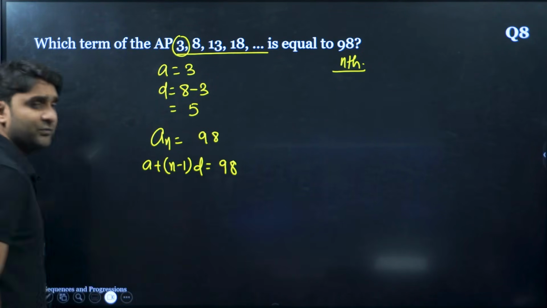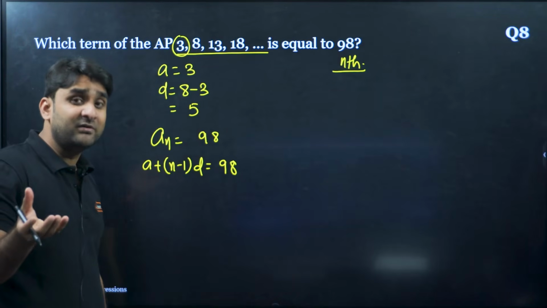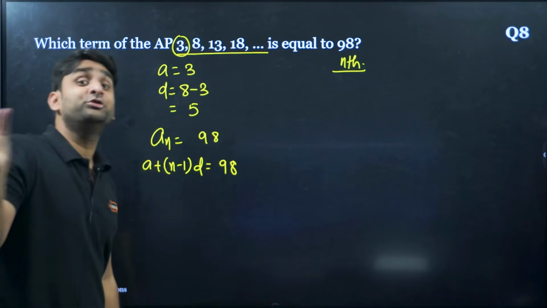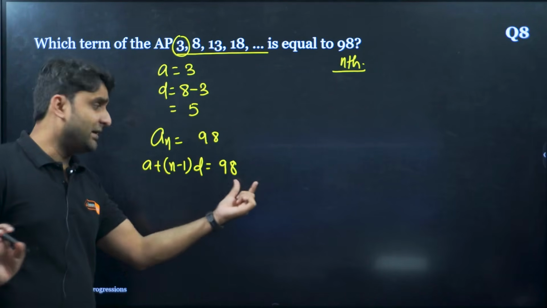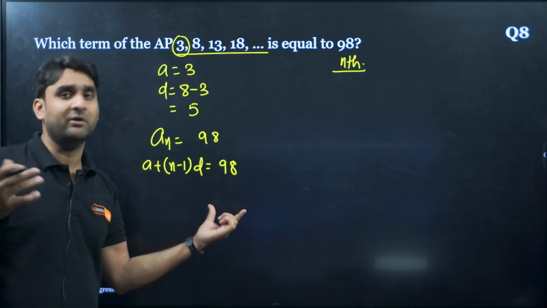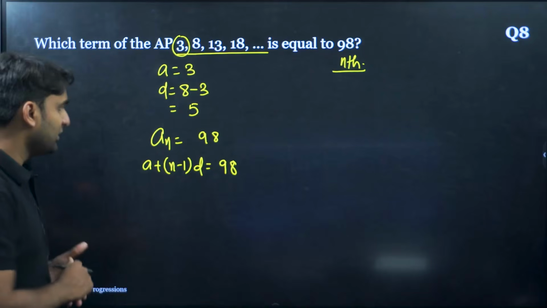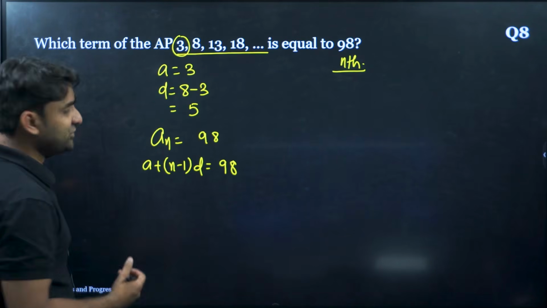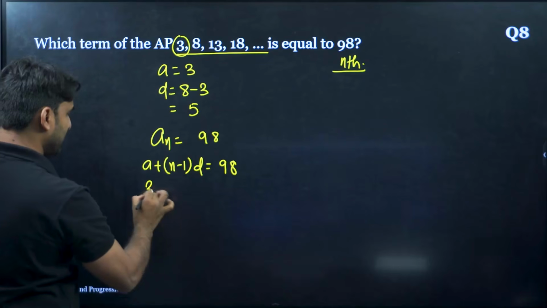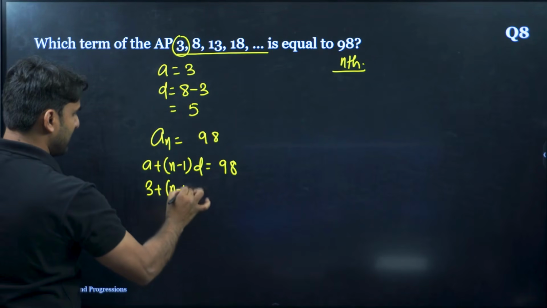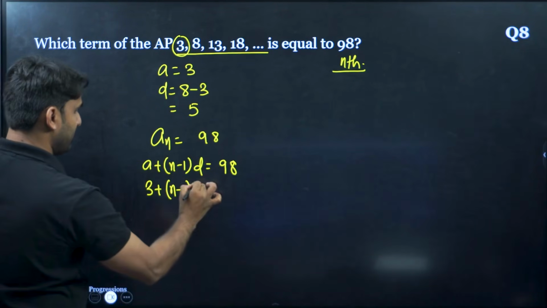So whenever a number is given to you and you have to find out its position, always use this formula. Write this formula and write that number whose position is required. You are finding the position. So write the number and write this formula. Where is A? A is 3, plus n minus 1. Where is D? D is equal to 5.